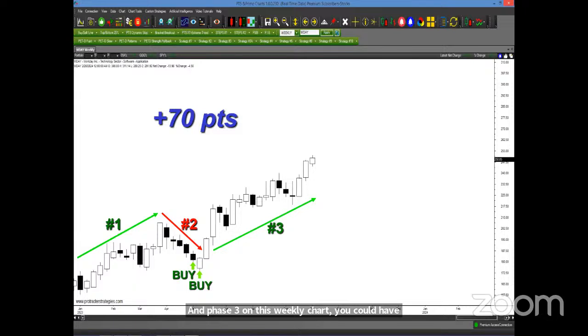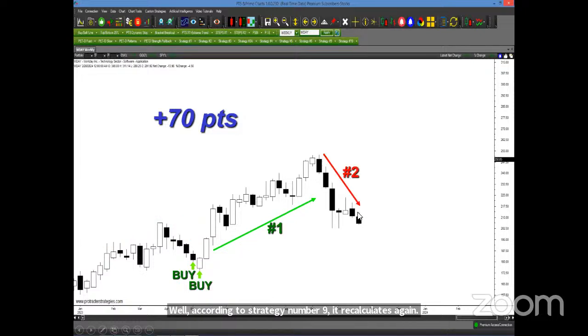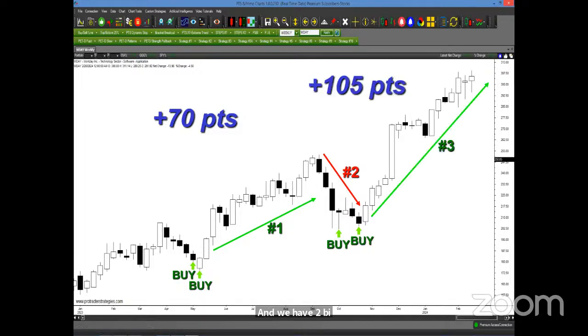Now, look what happens after this. It sells off again. So is that the end of the trend? Well, according to strategy number 9, it recalculates again. And actually, phase 3 now turns into phase 1. And this is another phase 2. So now we have another set of buying opportunities. And we have 2 buy signals right here towards the lows. And phase 3 continues, and we could have potentially captured upwards of 105 points. It's simple when you know where you are in the market. And remember, strategy number 9 takes all the hard work out of it for you.